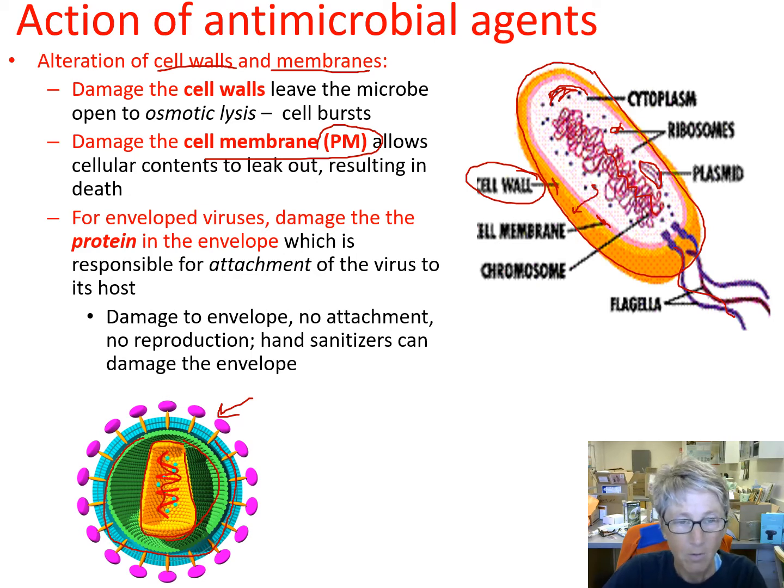If you have an enveloped virus, like in the cartoon down here, you could damage the protein in the envelope. So these little purple things are protein pieces in the viral envelope. You could also damage the envelope itself, so that the virus couldn't attach to the cell.